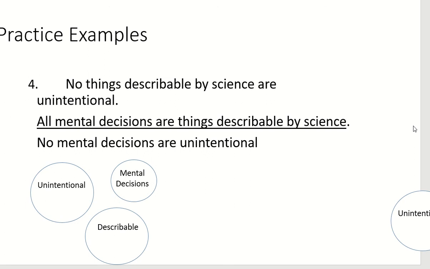Last one, no things describable by science are unintentional. So no A's are B's. All mental decisions are things describable by science. So all C's are A's. Therefore, no C's are B's. Well, let's see if that's true or not.